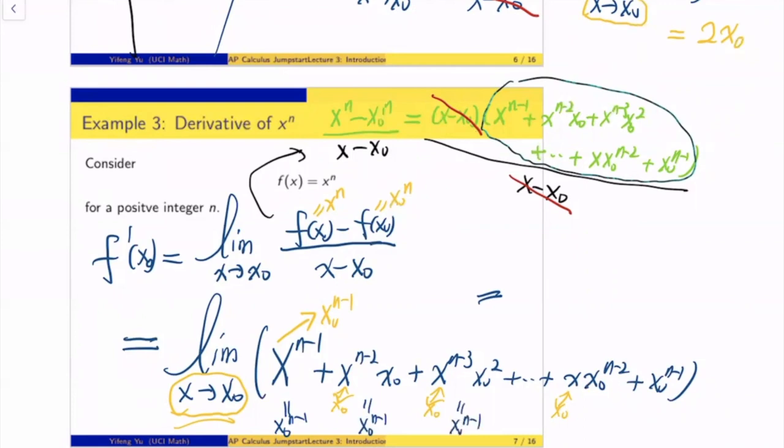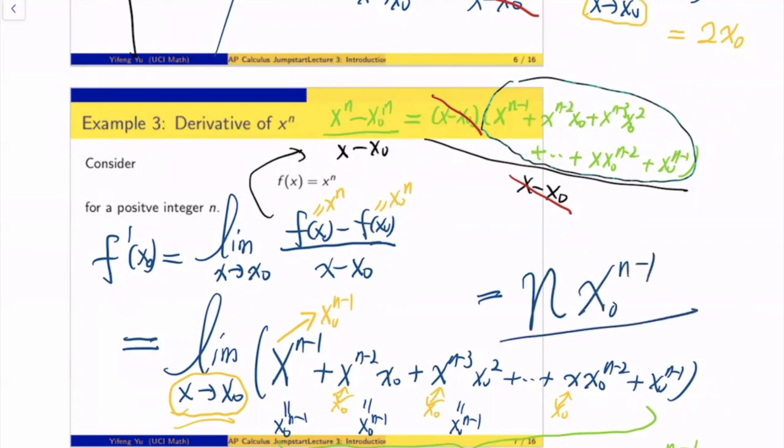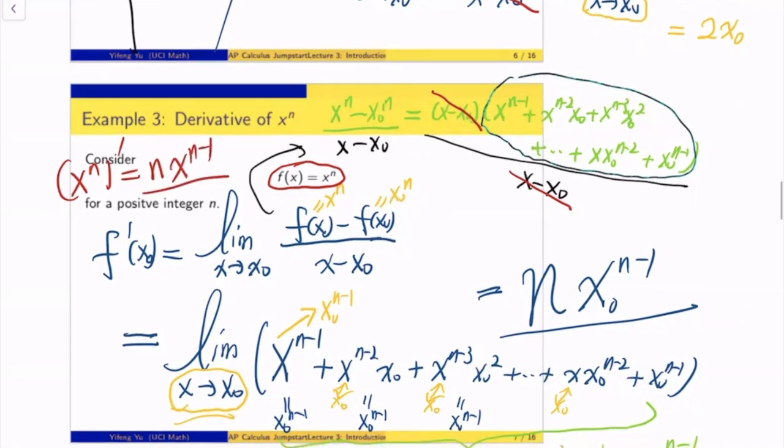And how many terms do we have in total? If you calculate the number of terms, you get n copies of x zero to the power n minus one. So the final answer will be n times x zero to the n minus one, and that is the derivative. As summarized, if you have the function x to the n, its derivative is n times x to the n minus one. Okay, we get the formula.